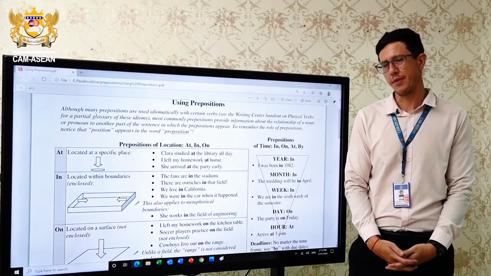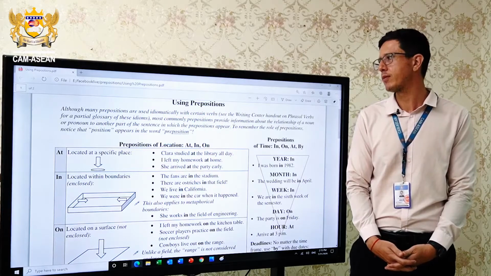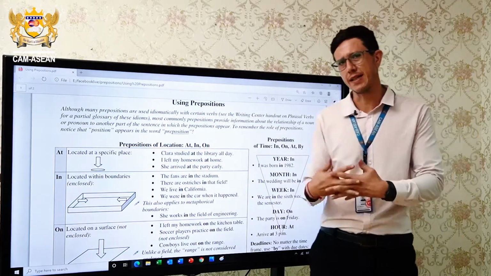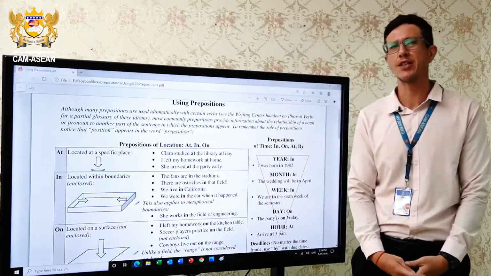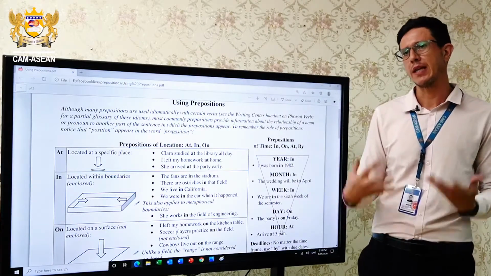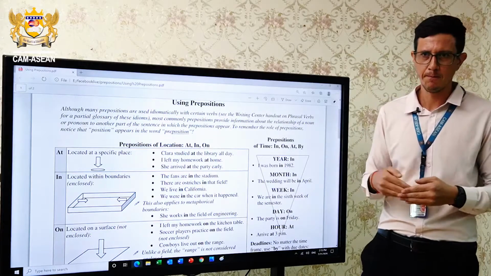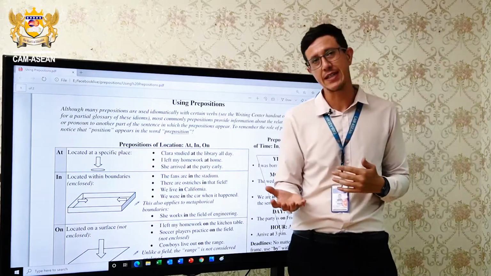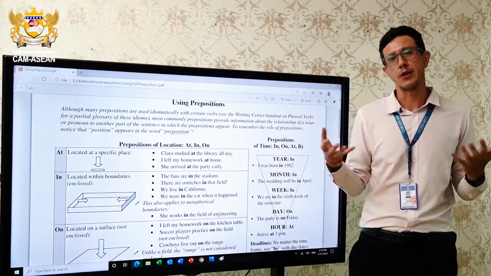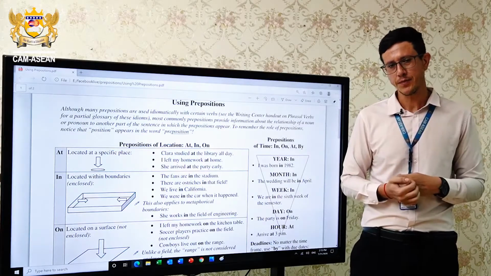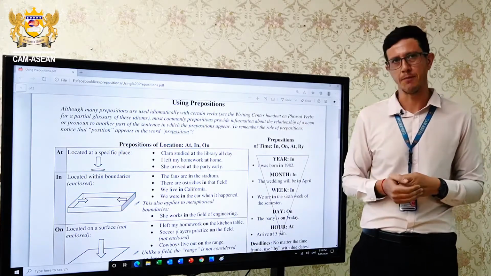So what is a preposition? Well, what we have to understand is that most grammar in English has one goal, and that is, how can I give you more information with less words? How can I give you more understanding by using or writing less words? And that's kind of what prepositions do.